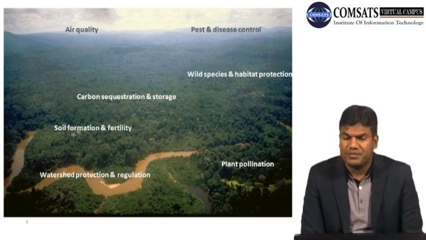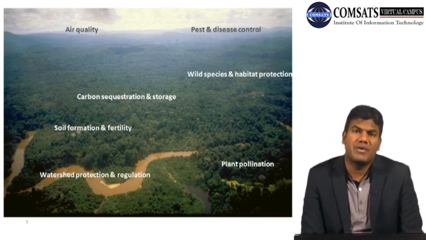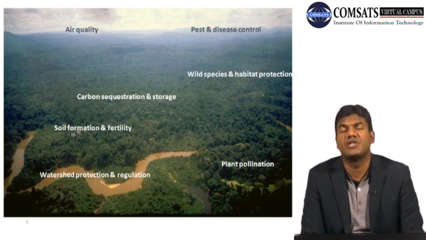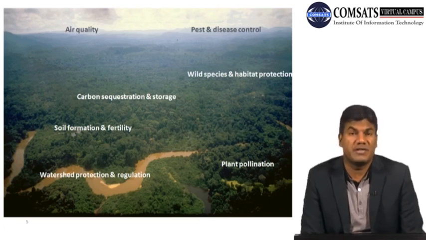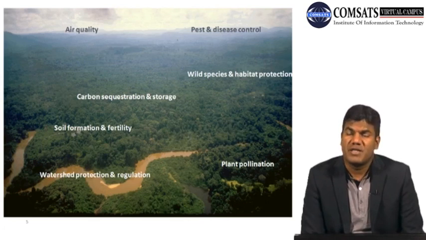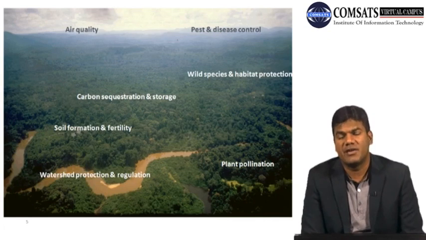Interesting. So then we have these wild species and habitat protection. इसके अंदर wild species, they are part of the ecosystem. Then you have carbon sequestration and storage. आपके जो forests, they act like the carbon sequestration storage, because these forests, they are the biggest hub for carbon dioxide, because they take in carbon dioxide and give out carbon dioxide. Then soil formation, fertility, watershed protection and regulations.